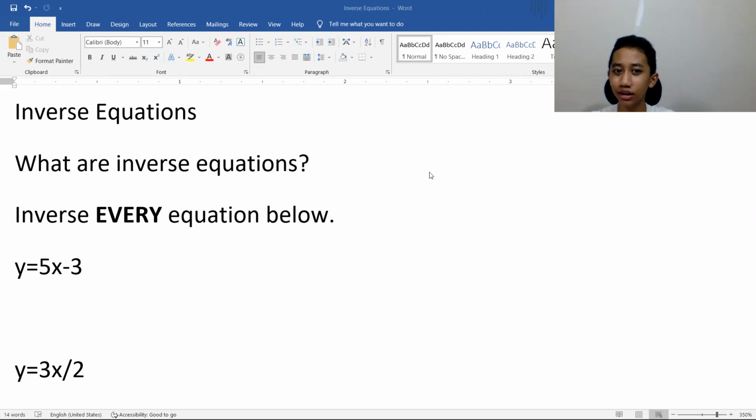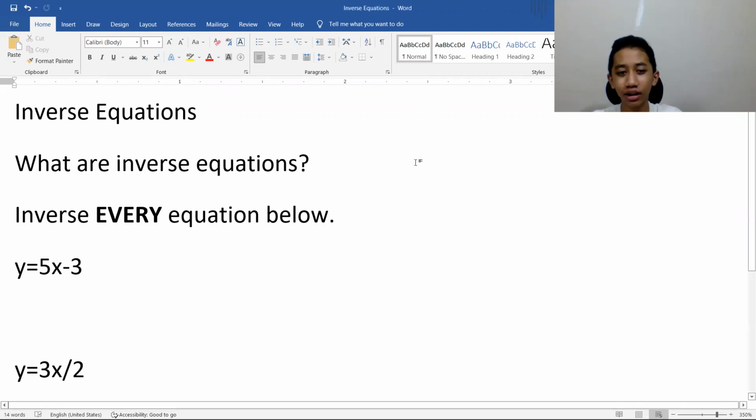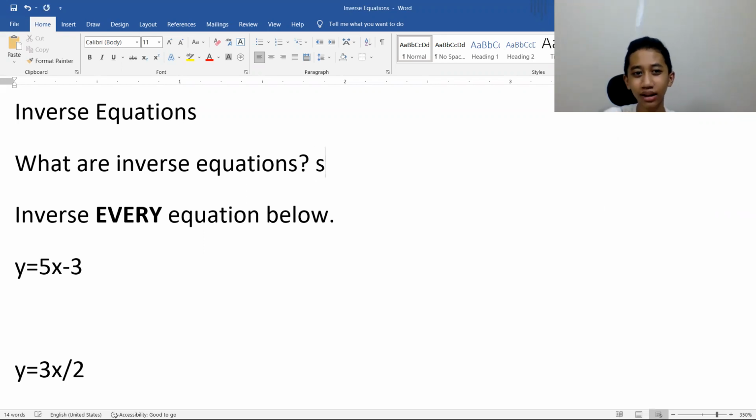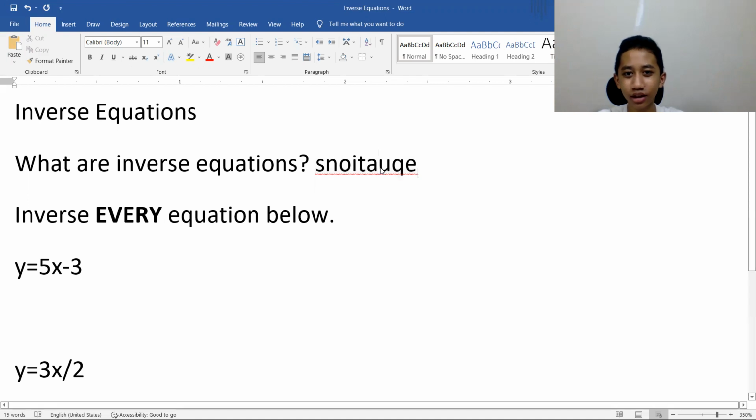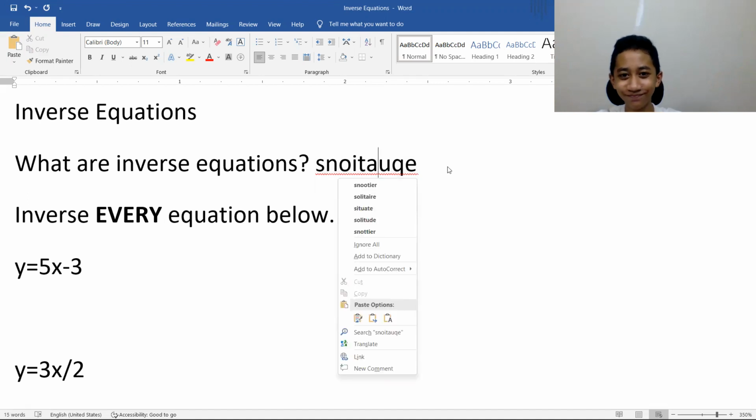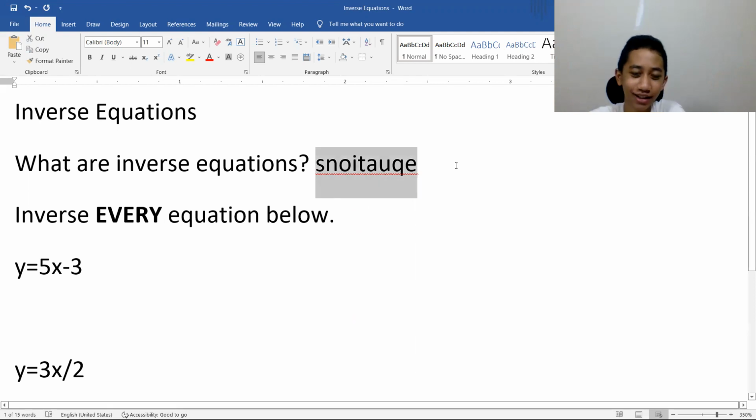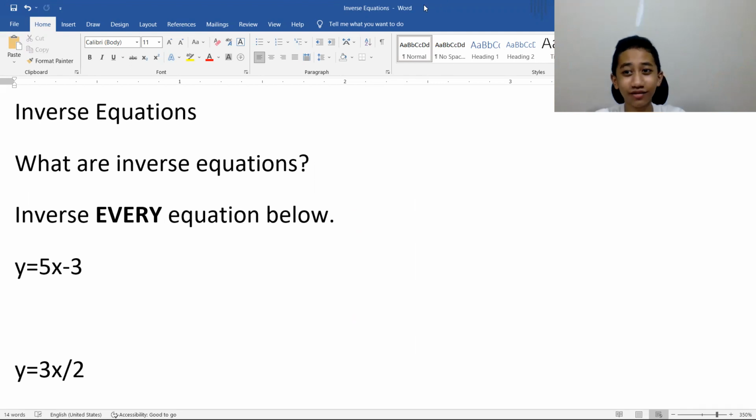So, what are inverse equations? Well, you just write it out. I do not have to spell it. Snoitiauque. That is the inverse of the alphabetical equations. So yeah, no, we're not going to talk about that. Not about grammar. This is about math. Okay, that makes sense, considering what I just gave you.